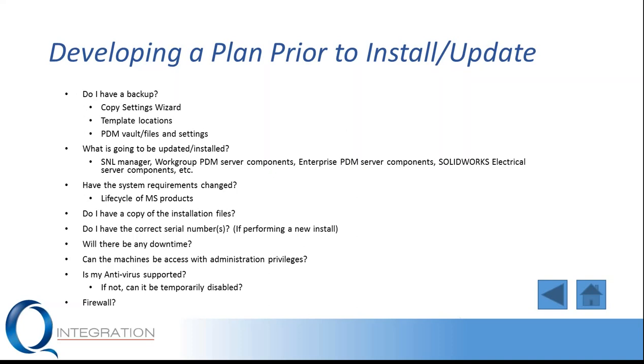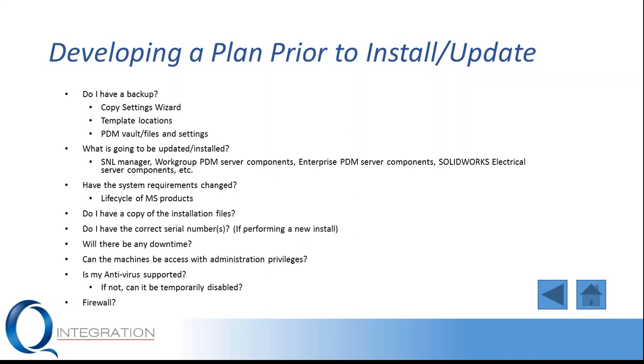Next, we need to ask ourselves, what is going to be updated or installed? We've got a variety of different products that SolidWorks has to offer. We need to understand, what is being upgraded at this point. Things like the Network License Manager, Workgroup PDM server components, Enterprise PDM server components, SolidWorks electrical server components. We've got all the client machines that need to be updated or installed on. So we need to have an idea of where these installs are going to be created.